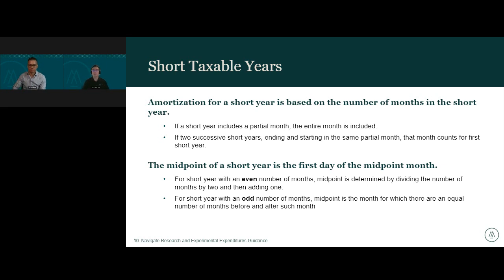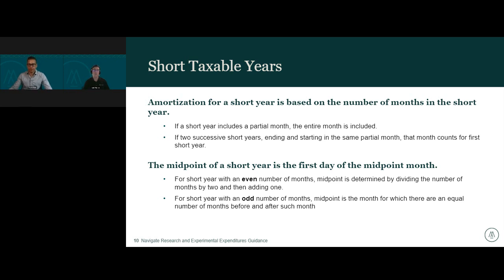So the second step is determining that midpoint month. So now we know the number of months in a year. What is the midpoint for that year? The midpoint for a short taxable year with an even number of months is determined by dividing the number of months by 2 and adding 1. So for example, in a short year with 10 months, the midpoint is the 6th month of that short year, calculated as 10 months divided by 2 plus 1, you're at the 6th month.